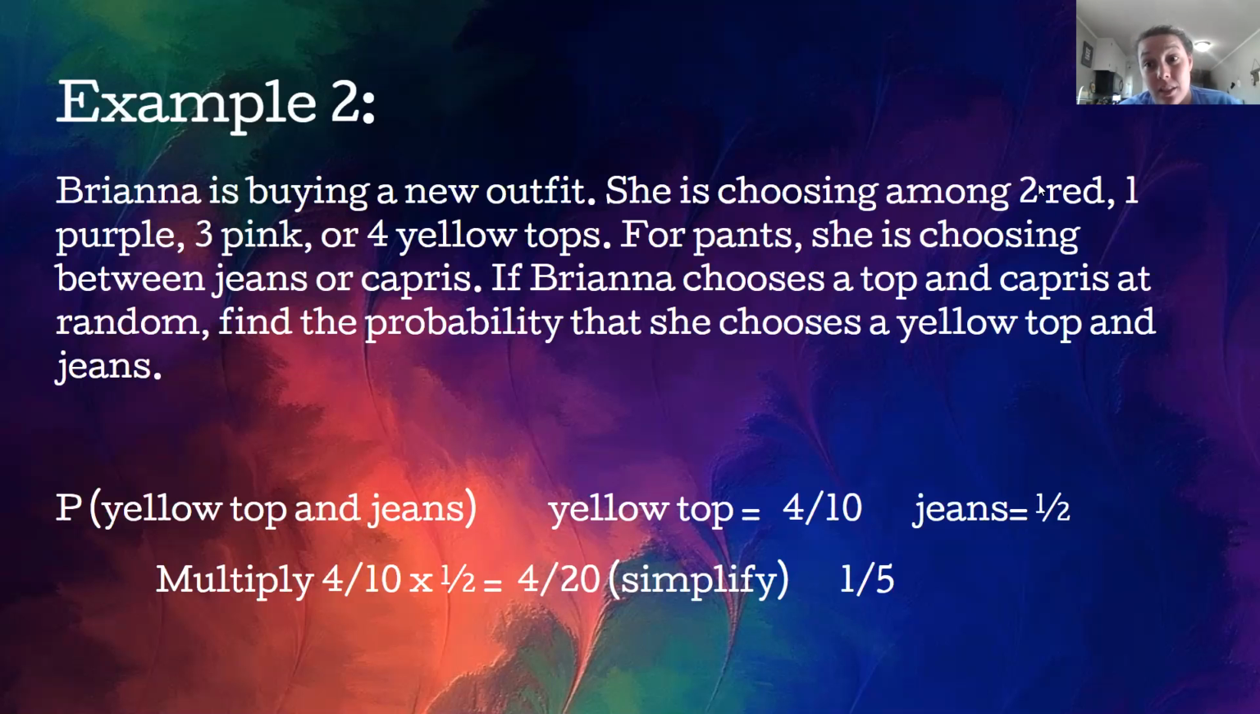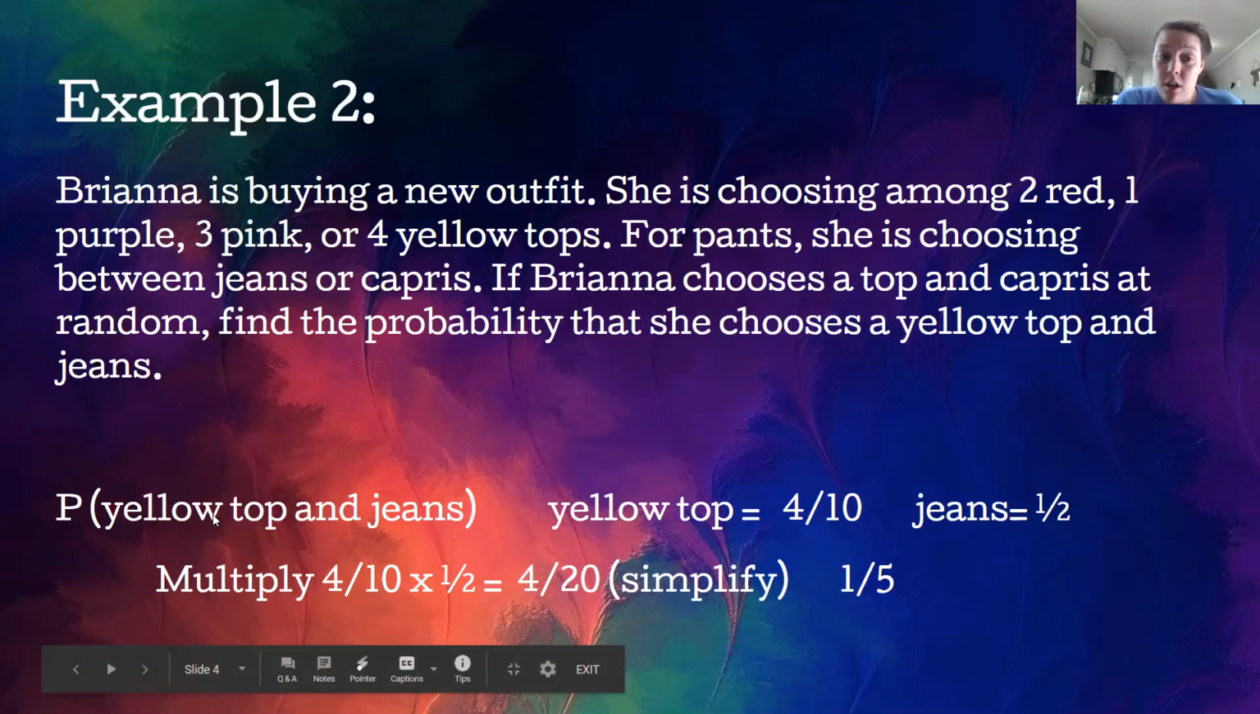So that's why I said that question's kind of confusing, because it says she chooses a top and capris, but it's not asking about that. It's asking to find the probability that she chooses a yellow shirt and chooses jeans. So again, I'm trying to find the probability of finding a yellow top and jeans. This one's a little bit different.